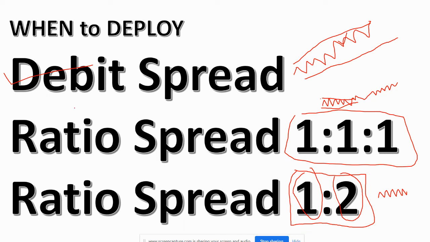The purpose of the video is when to deploy the debit spread, both on your call side and on your put side, and when to go for ratio spread 1:1. There is no scope for the put side. This is only meant for the call side.